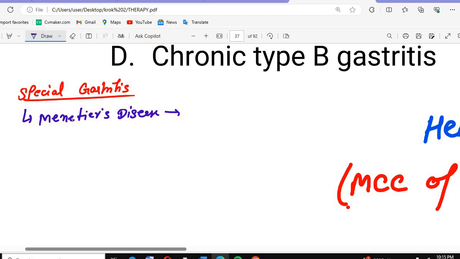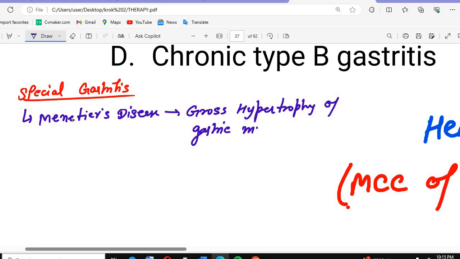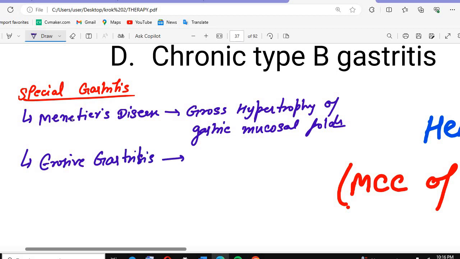Gross hypertrophy of the gastric mucosal folds. So that is Menetrier's disease, and this is a pre-malignant condition. Another is erosive gastritis. If gastritis is specially due to NSAIDs, that is erosive gastritis.